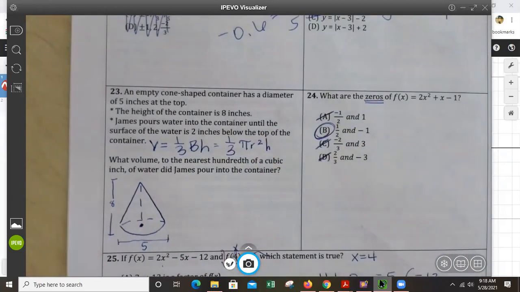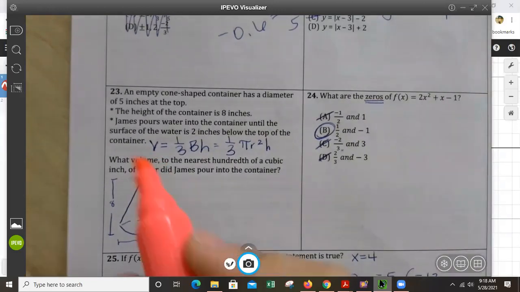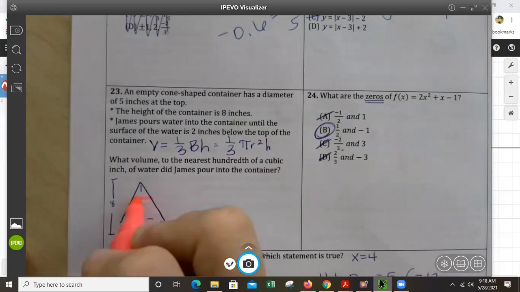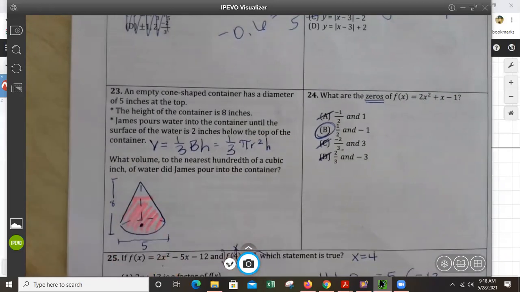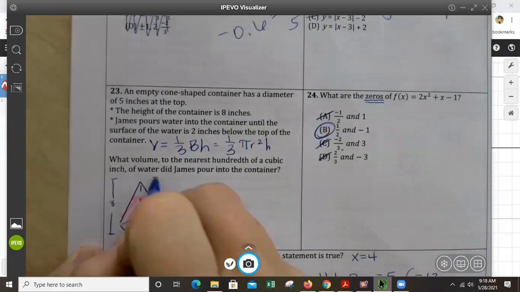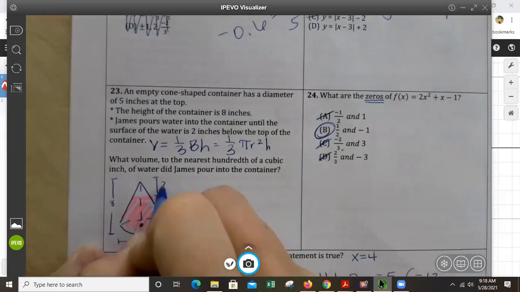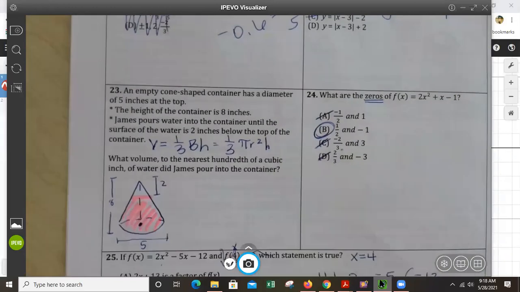Okay. Now, what it's saying is we're going to fill this up till it is 2 inches from the top of the container. Very good. All right.